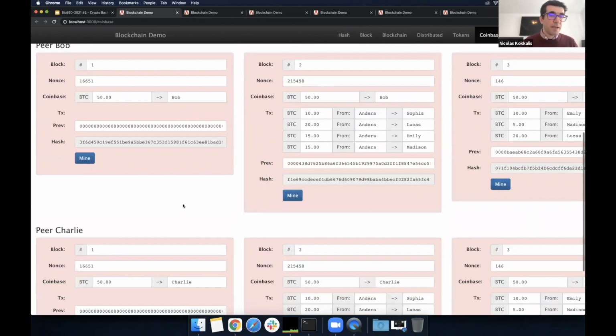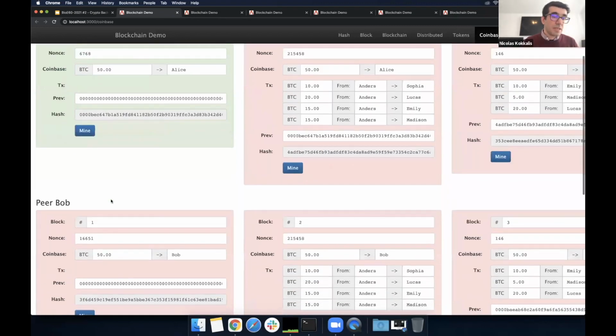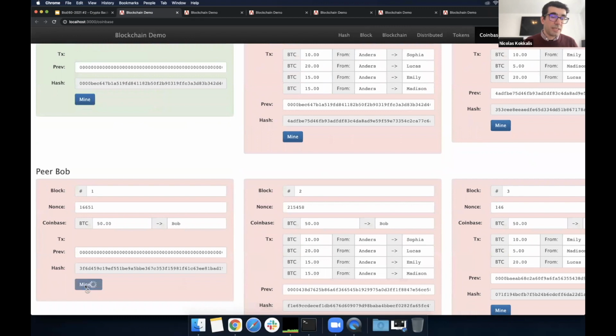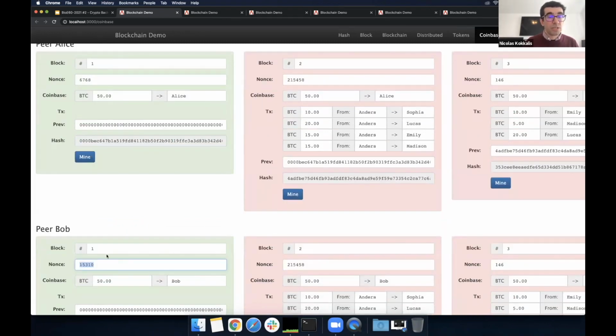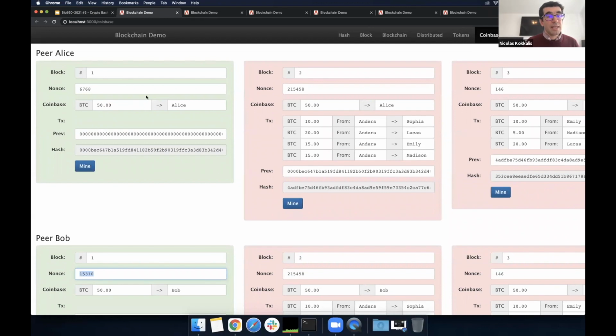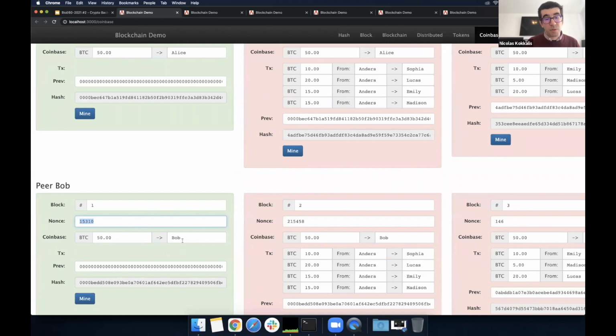So what happens is that when all of them are mining at the same time, they all press this mine button at the same time to mine block one. But let's say Alice found the right nonce for her block first. If you see, if Bob tries to find this, the nonce will be different. For Bob, it's 15,310, whereas for Alice, it's 6,768. Why is it different? It's different because the blocks are not identical. Alice is trying to mine a block that gives the Coinbase to Alice, and Bob is trying to mine a block that is giving the Coinbase to Bob.